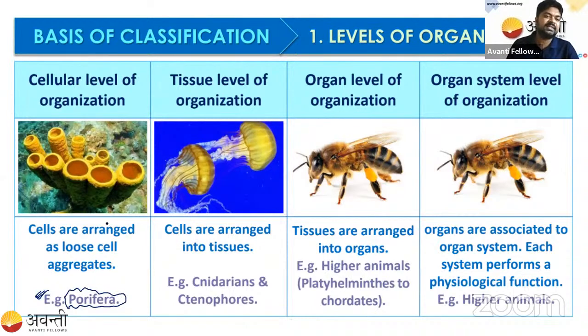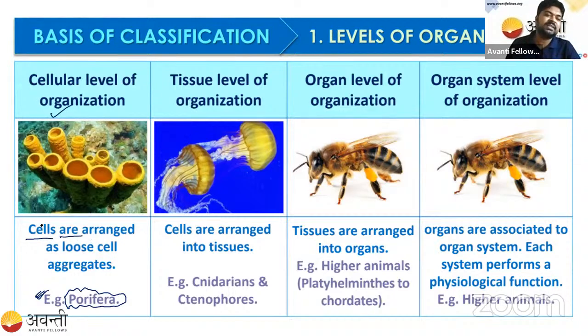Okay, and cells are arranged as loose cell aggregates. So this is one example. You need to remember this example for the cellular level organization. And here you can see, in case of cellular level organization, cells are arranged as loose cell aggregates.